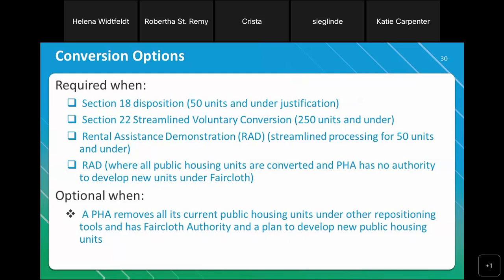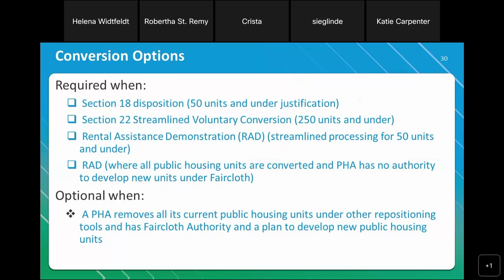And then on the RAD demonstration, the Rental Assistance Demonstration program, there is a streamlined process available. There's a separate process for housing authorities with less than 50 units. And where RAD is used, all public housing units are to be converted and there is no authority to develop new units under Faircloth. So it's just a reminder that if you convert your full portfolio, it would apply there the same way.